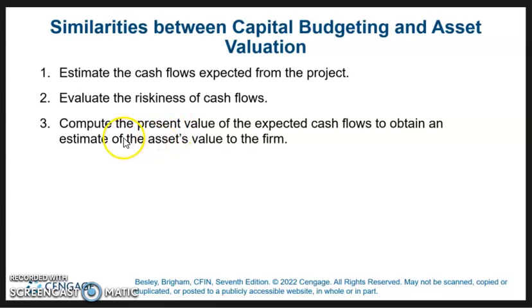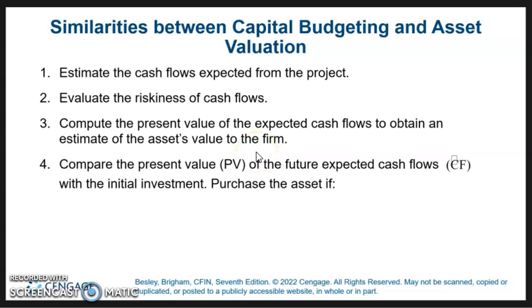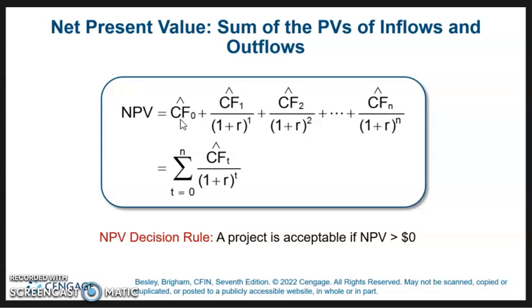Then we get an idea of the value of that asset to the firm or the project, depending on what we compare that PV. Compare the PV of those cash flows with the initial investment, and then we purchase it if the present value of the cash flow is greater than the investment. If the present value is greater, that means that we're earning a return in excess of our required rate of return. Now, NPV, if you were going to do it by hand, looks like this.